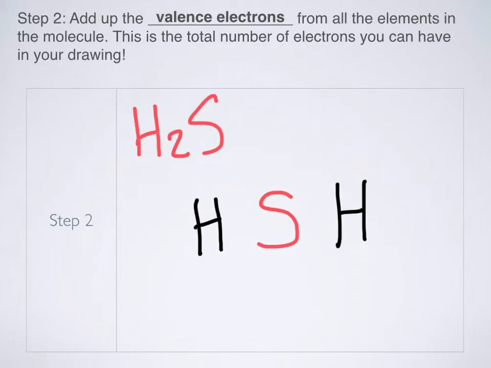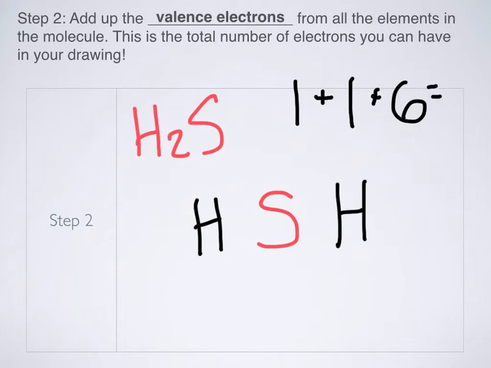For step 2, I have to add up my valence electrons, so I need to look at my periodic table. If I look at hydrogen, hydrogen has 1 valence electron, but I have H2S, so I have 2 hydrogens. And then if I look up sulfur, that has 6.